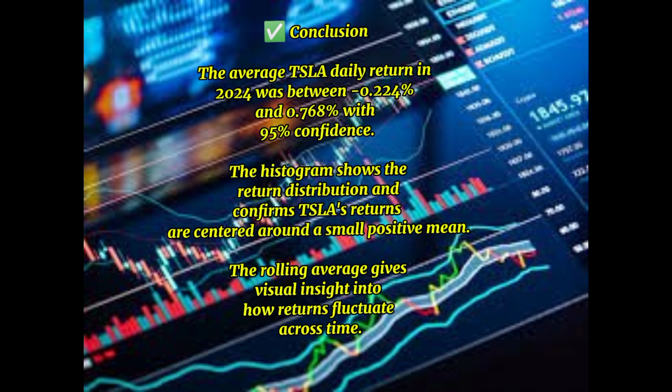Here is the conclusion. The average of TSLA daily return in 2024 was between negative 0.224% and 0.768% with 95% confidence. The histogram shows the return distribution and confirms that TSLA's returns are centered around a small positive mean. The rolling average gives a visual insight into how returns fluctuate across time.